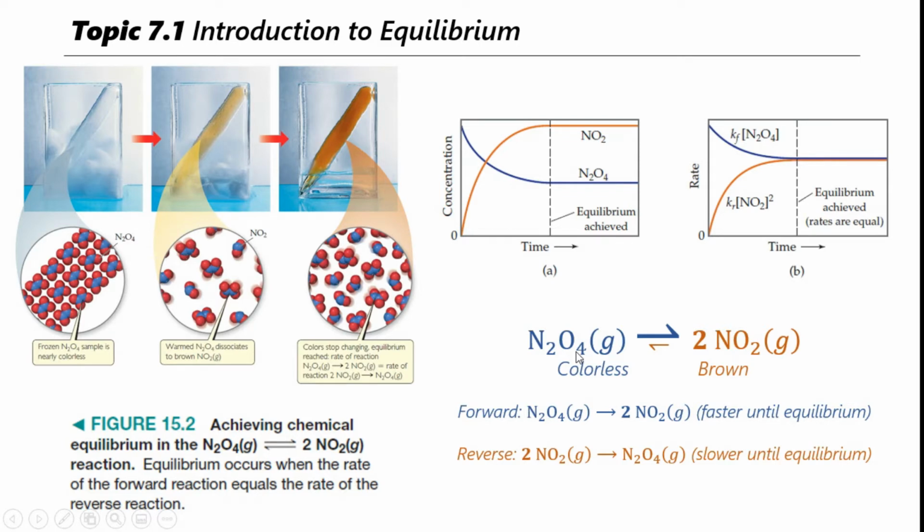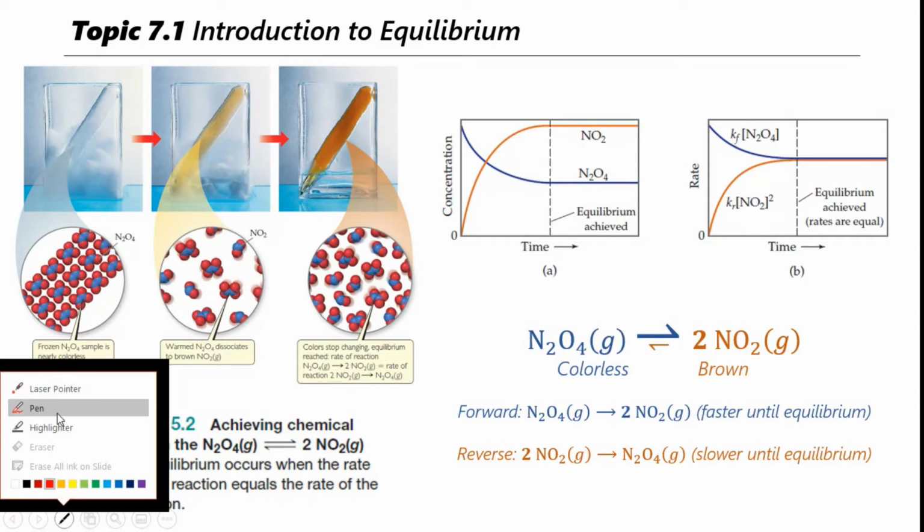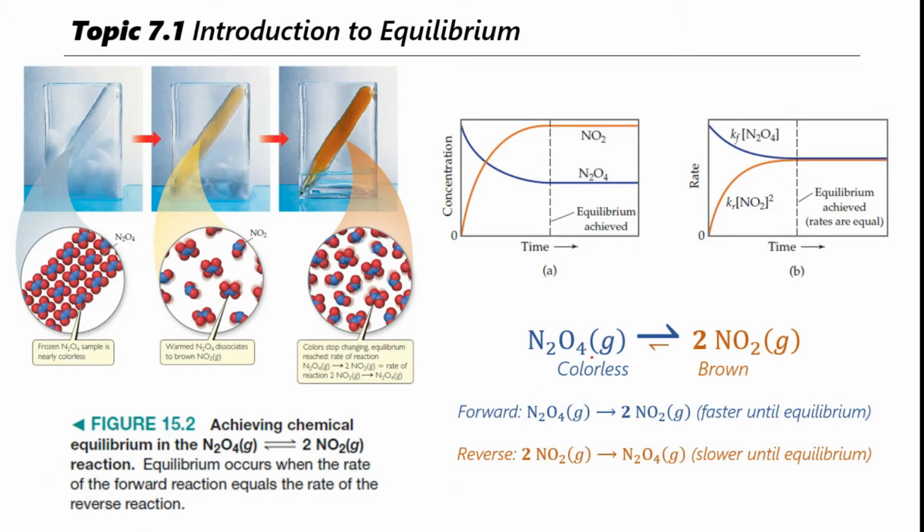We reach an equilibrium when the rate of that forward process going from the N2O4 is equal to the rate going from the NO2 to the N2O4. So this direction is the same as this direction. On a graph of concentration versus time, concentration would be in molarity.